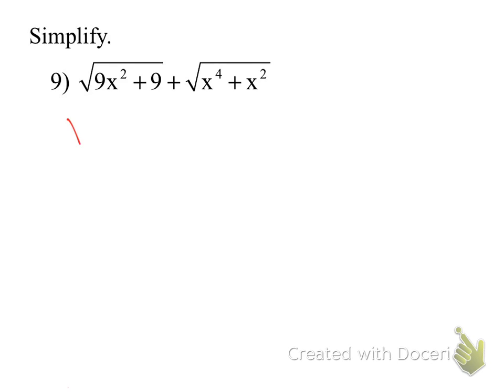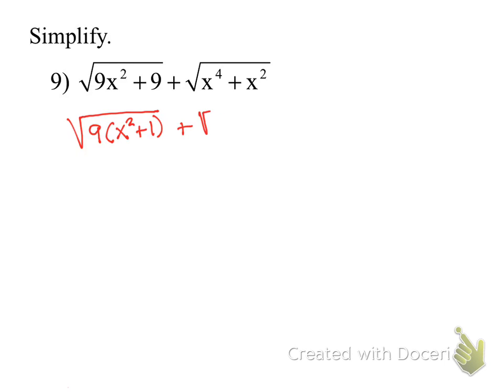Okay, what do we do first under the radical? What do you think? Nobody knows? Yeah, what's the GCF? Oh, 9, sorry, 9. And then what's left? X squared plus 1. Good.